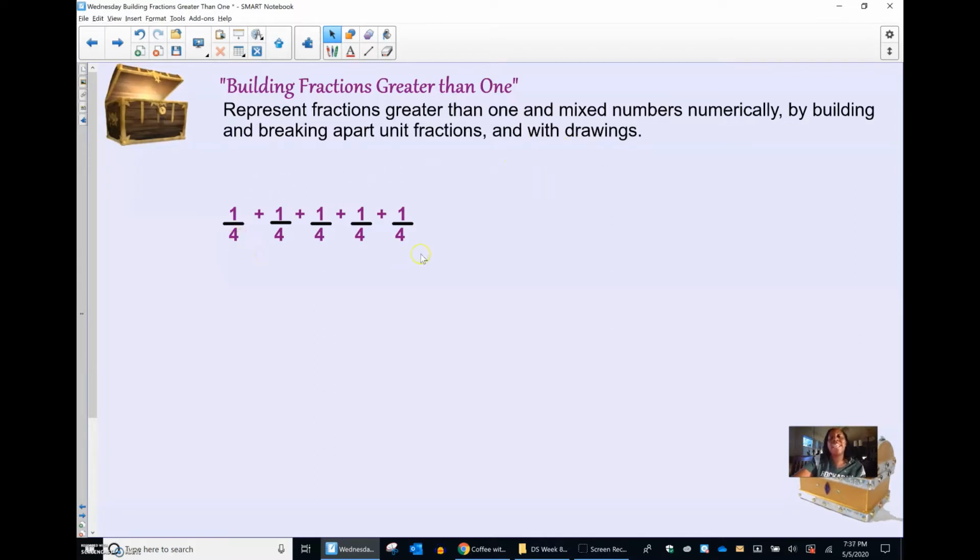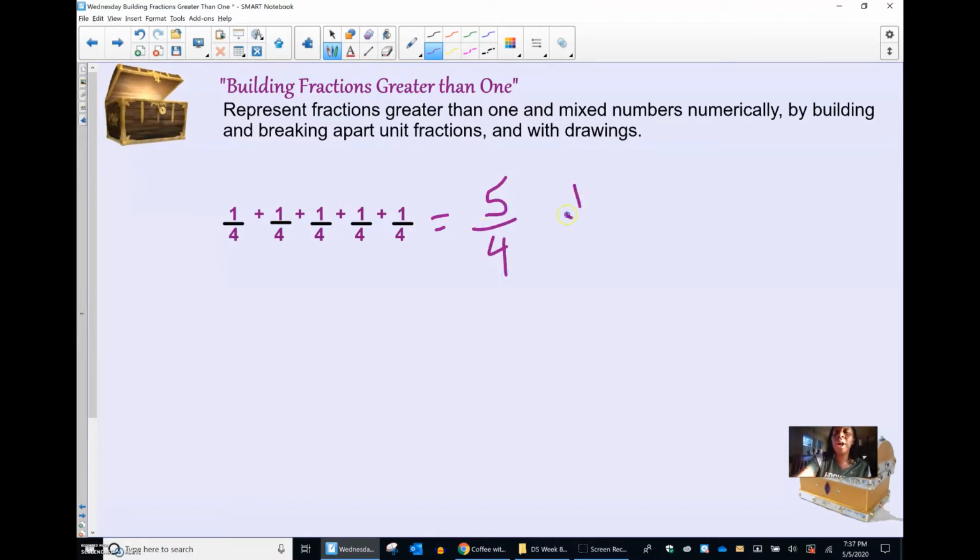We have these unit fractions. A unit fraction, if you recall, is any fraction that has 1 as the numerator. And so here we have a chain of 1/4, a chain of unit fractions. And we know that the denominator stays the same because these are all fourths. And so we just simply add up the numerators. I'm going to do that, and I'm sure you've already done it as well. We get the sum of 5/4.